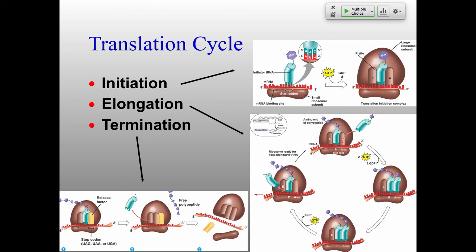So we've got all of our pieces. How do they all come together? Just like with replication and transcription, we have 3 stages: initiation, elongation, and termination. Today, we're mostly going to talk about the elongation step. We'll talk about initiation and termination on Monday.